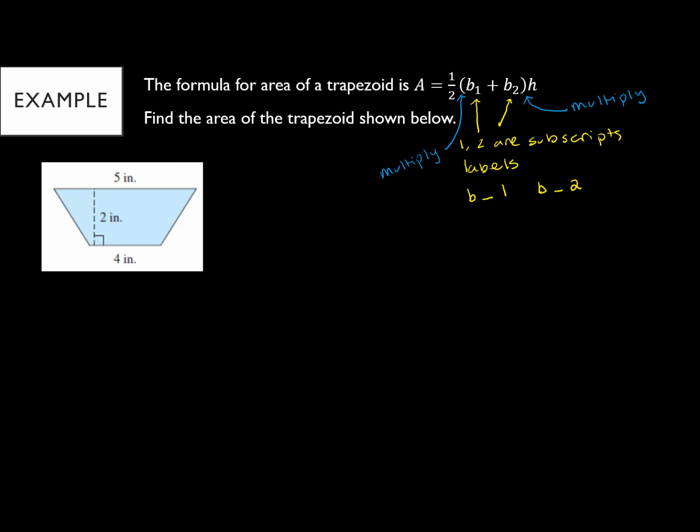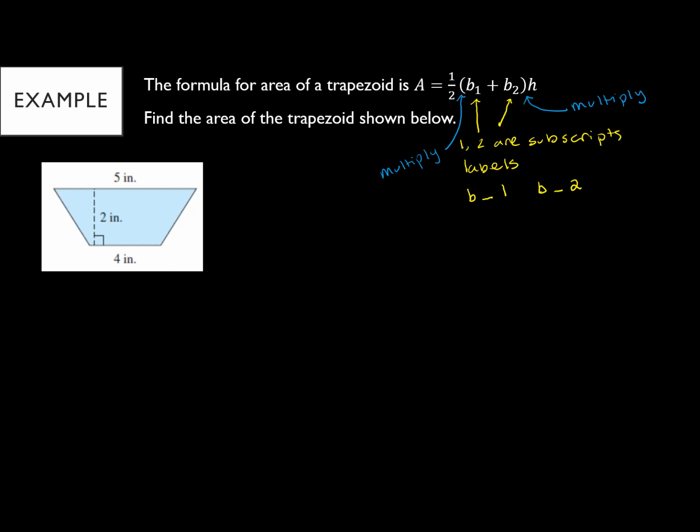So if there's no questions about just what that formula means, now we're going to actually do the problem, which says find the area of the trapezoid shown below. So in our trapezoid here, the bases are the horizontal parts of our formula. So we've got two horizontal lines on our shape. We've got the 5 inches and the 4 inches labeled.